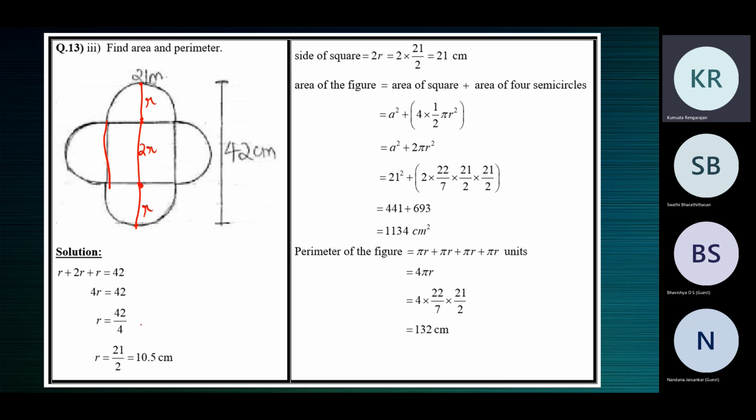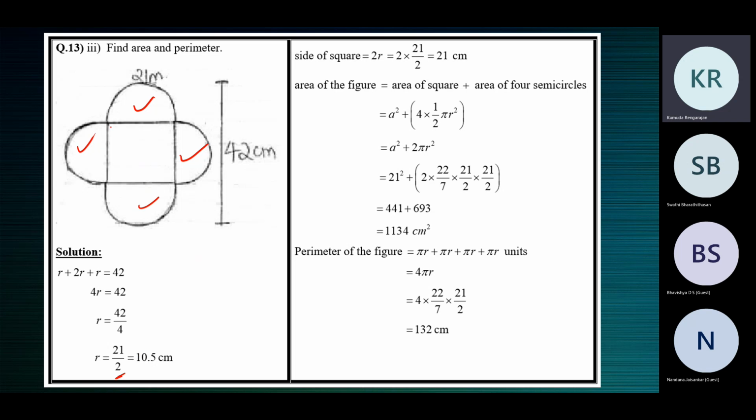So this total length is 42. What is it made up of? It is radius plus twice radius, that is diameter, plus radius. This is equal to 42. When you work that out, you get R is equal to 21/2 or 10.5 centimeters. So we found the radius of the semicircles. There are 4 semicircles. You can take the radius as 10.5 or 21/2.